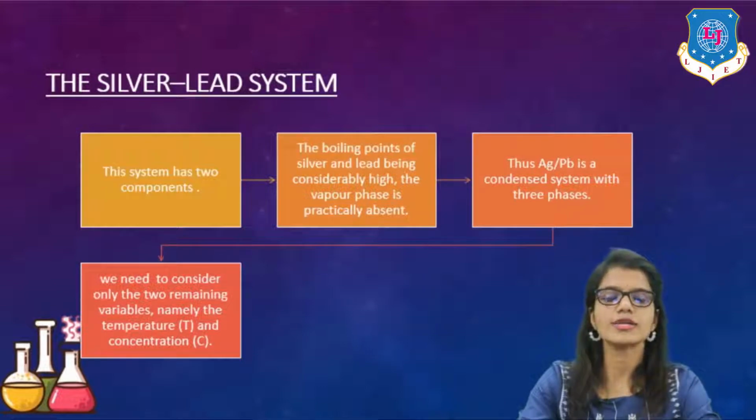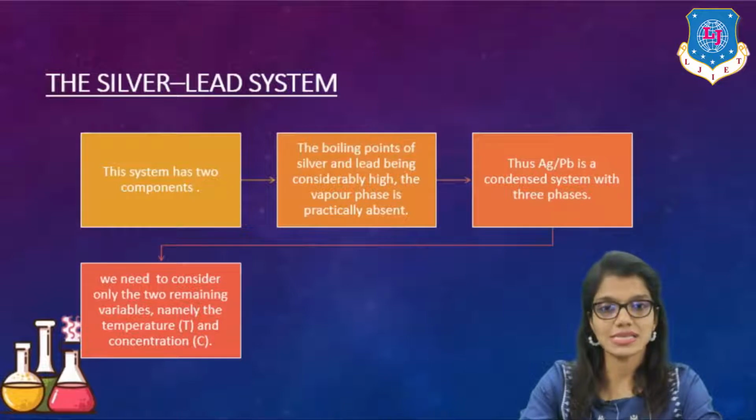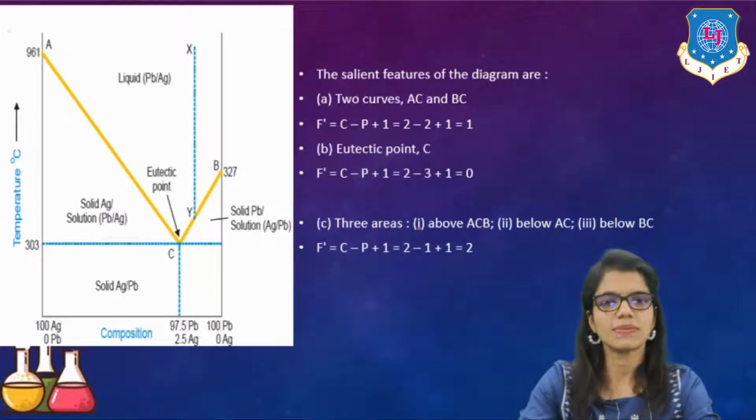The boiling points of silver and lead being considerably high, the vapor phase is practically absent for such a condensed system. Thus, Ag-Pb is a condensed system with two components, or I should say it's a three-phase system, right? We need to consider only the two remaining variables, namely temperature T and concentration C. Now, let's see the phase diagram of the Ag-Pb system.